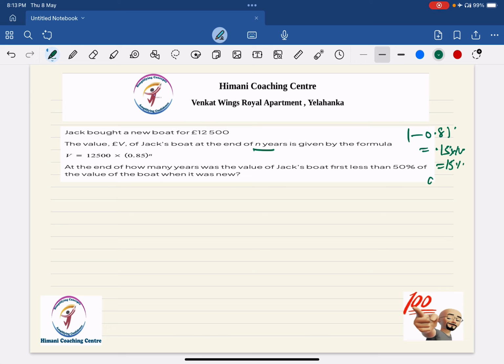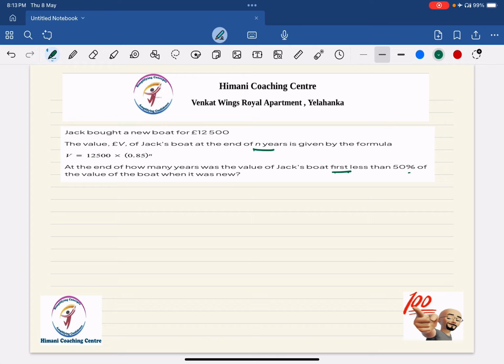So we can also say the boat is depreciating at the rate of 15% per annum. Okay, many times you can get that question, so be aware, it's the same thing. If they say the boat's value depreciates by 15% per annum, it would mean the same, that we will have to multiply the principal with 0.85 to the power n. Now the question is, at the end of how many years was the value of Jack's boat first less than 50% of the value of the boat when it was new?